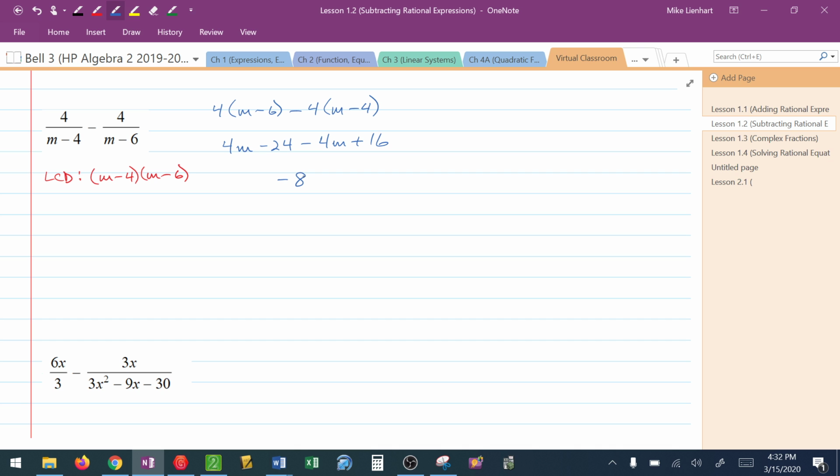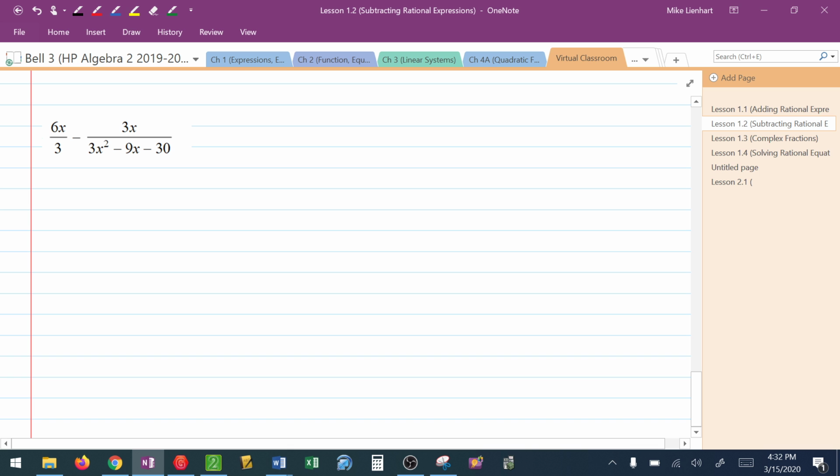All right. So now I rewrite this as negative 8 divided by m minus 4 times m minus 6 with a restriction. Oh, forgot that at the beginning, didn't I? M cannot equal 4 and 6. So there's my restriction again. M cannot equal 4 or 6.